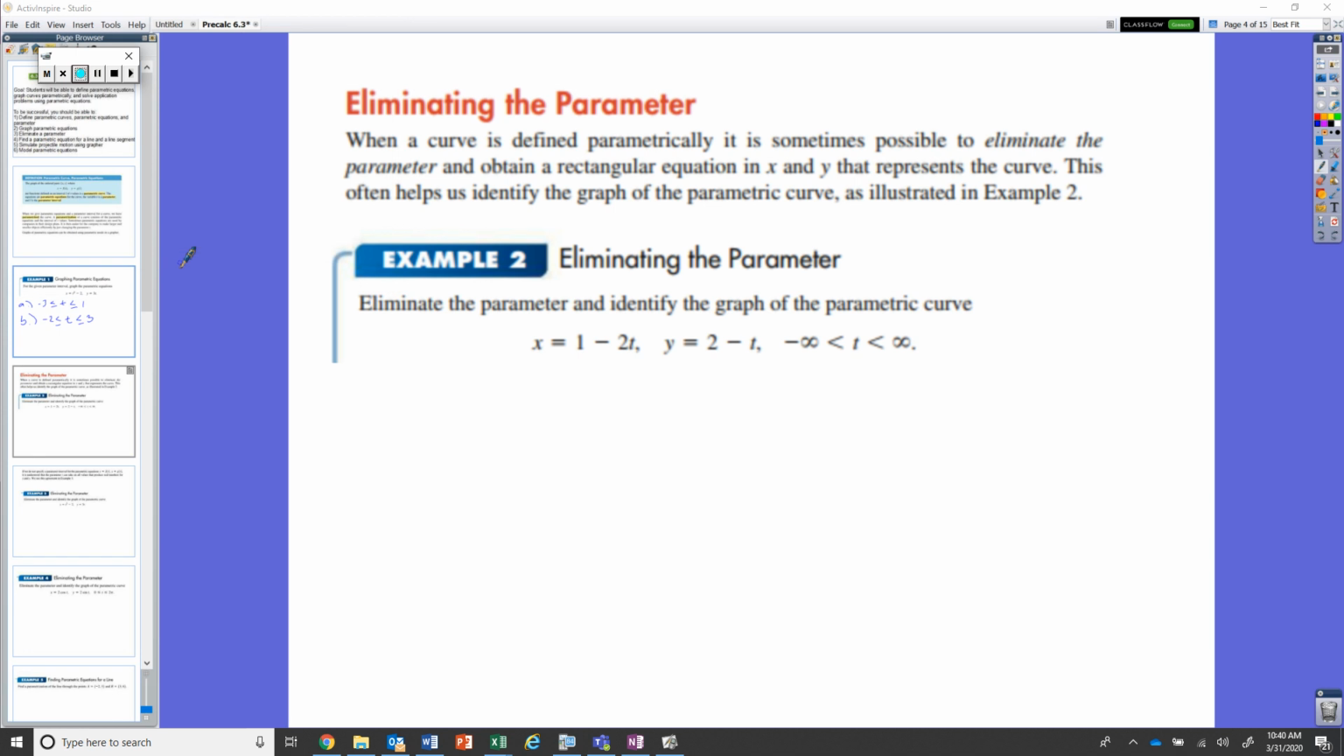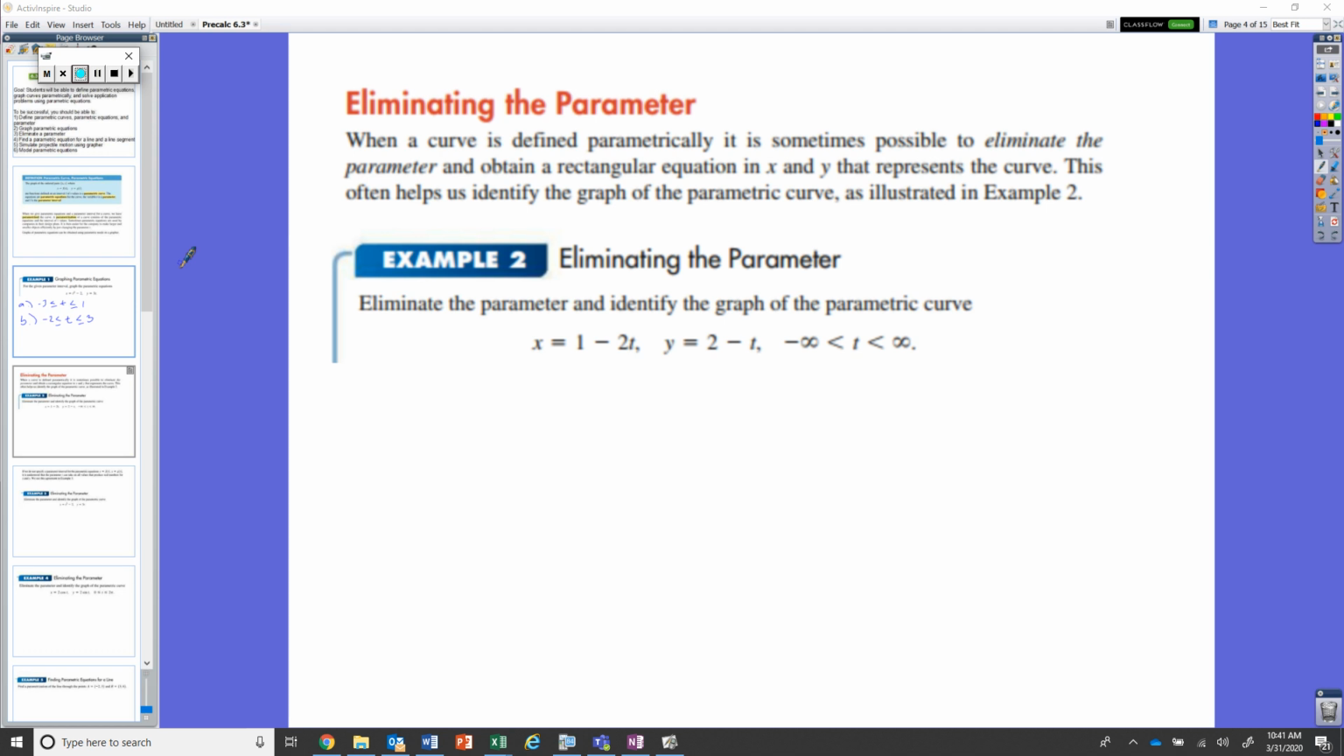In this video, we are going to continue our discussion on parameters, and specifically the goal of this video is to be able to eliminate a parameter, okay? So basically, when we have some kind of curve that is defined parametrically, we're able to eliminate the parameter, so get rid of that quote-unquote new independent variable, t, which we've been using for the most part. So that's what we're going to see here in this example. We're going to eliminate the parameter and identify the graph of the parametric curve once it's been eliminated.